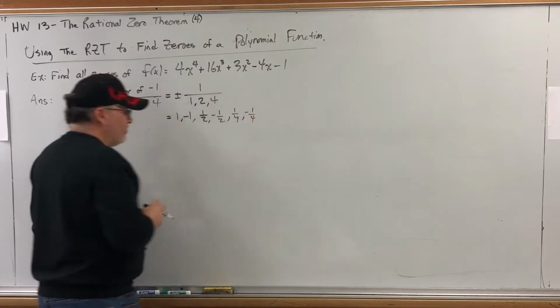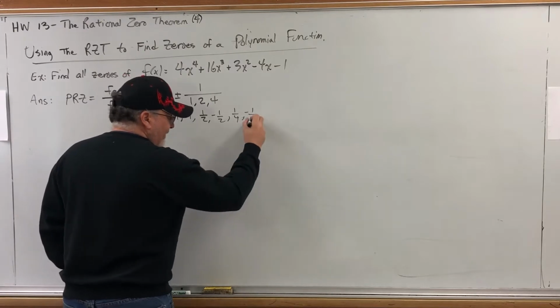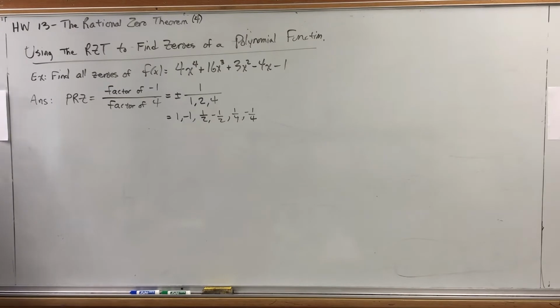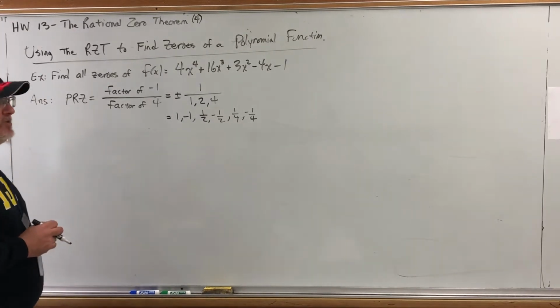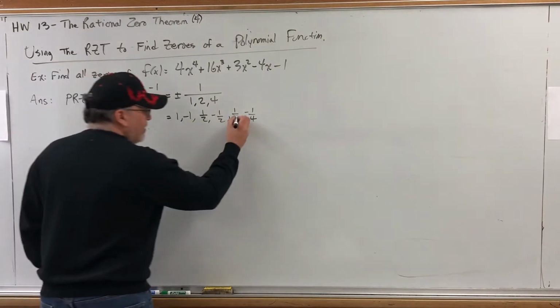So the good news is our list is fairly short. The bad news is it's 67% fractions and only 2 whole numbers. But there's our list of possible rational zeros. Did you get that list? Did you pause the video? You should have. Don't worry. I'll give you a chance again.